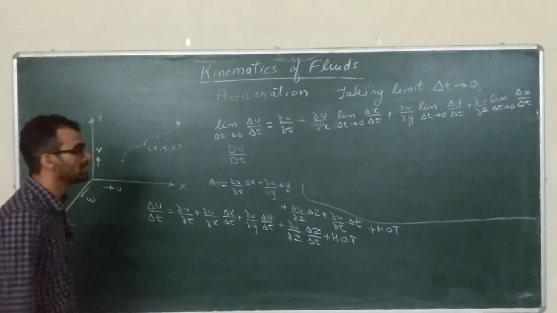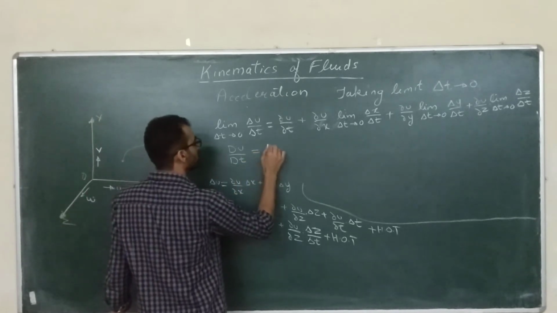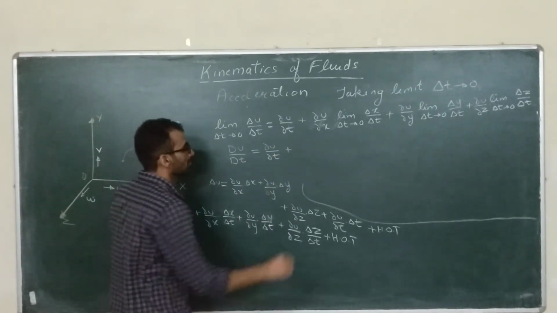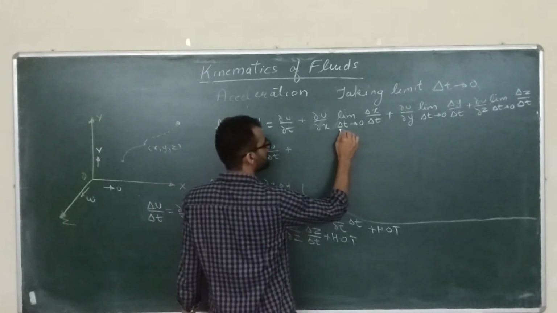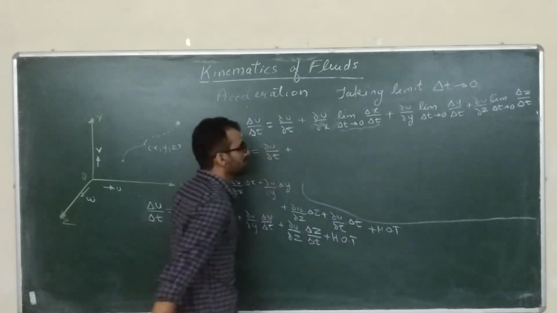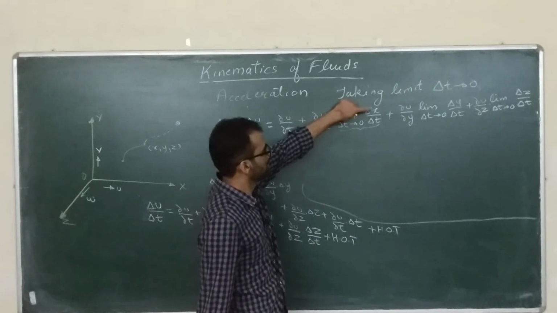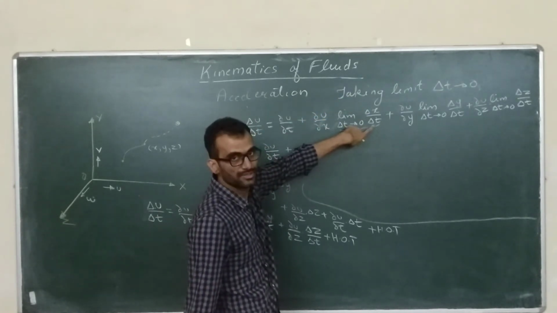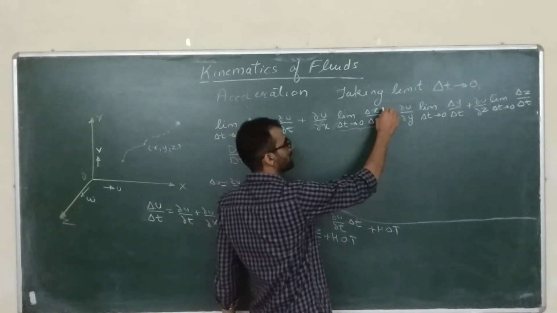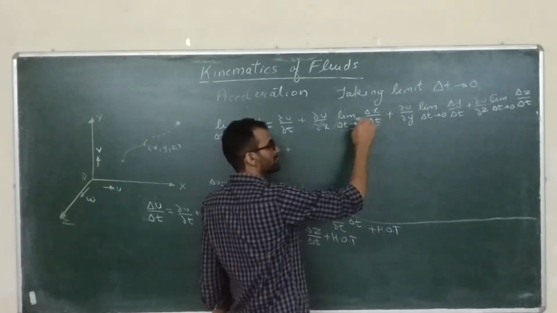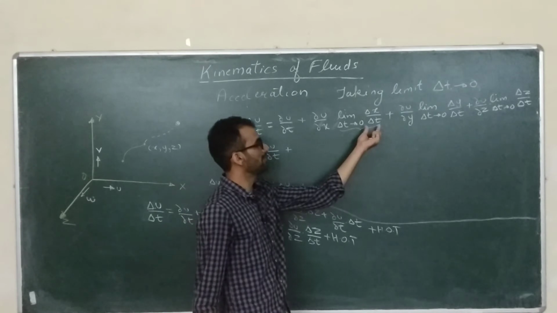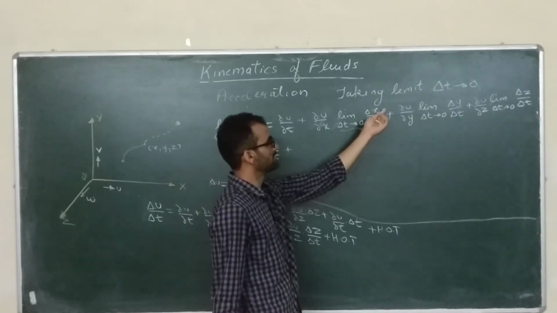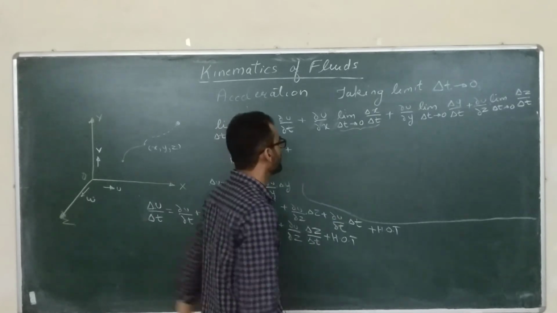So capital Du by Dt is equal to del u by del t plus, now what is the meaning of this? This is the change in x divided by change in time. So it is the rate of change of displacement in the x direction with respect to time, provided the time is very small. So this is nothing but the first derivative of distance with respect to time, which is velocity.